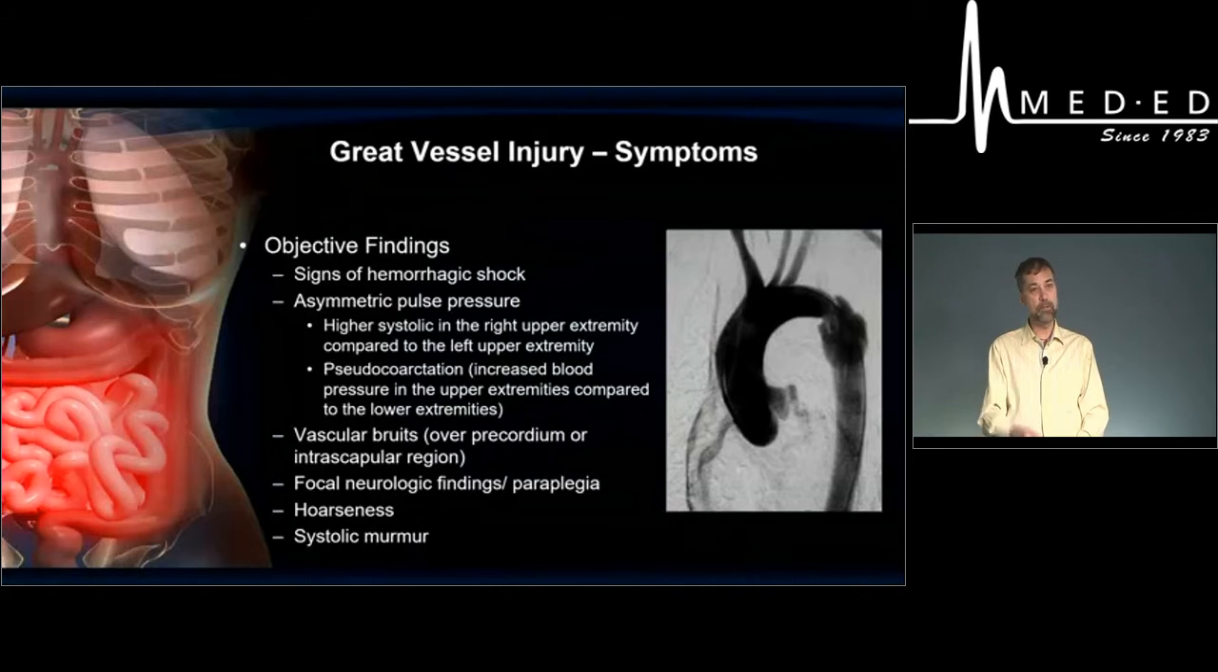What are some of the objective findings? Of course, they could have significant blood loss with signs of hemorrhagic shock. The patient may also have asymmetrical pulse pressures. And this is actually a fairly common finding, but it's not something we do often in the clinical field. So let's talk about it for a moment. Look at that x-ray on the screen.